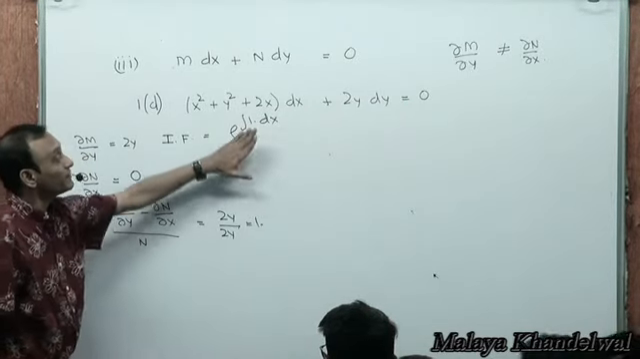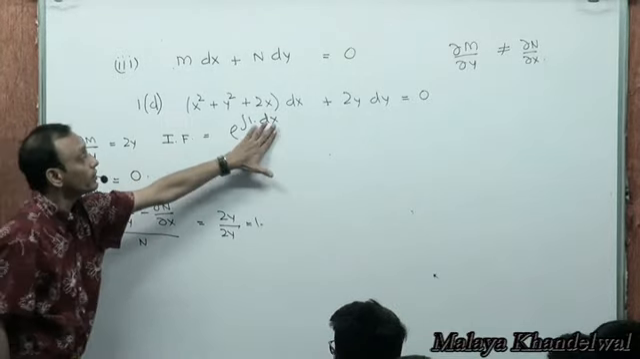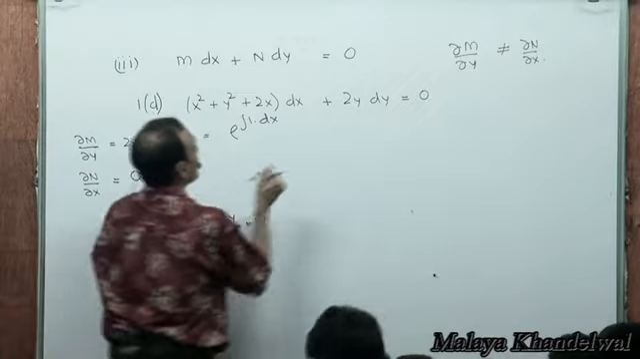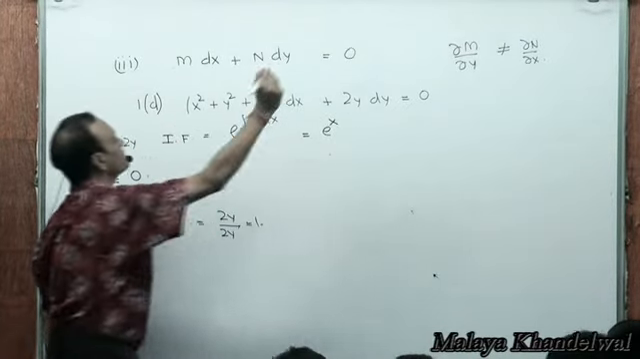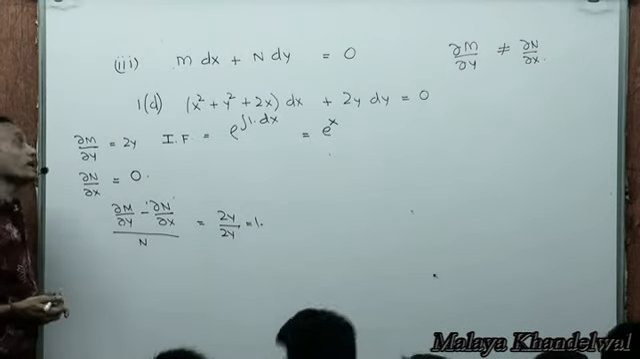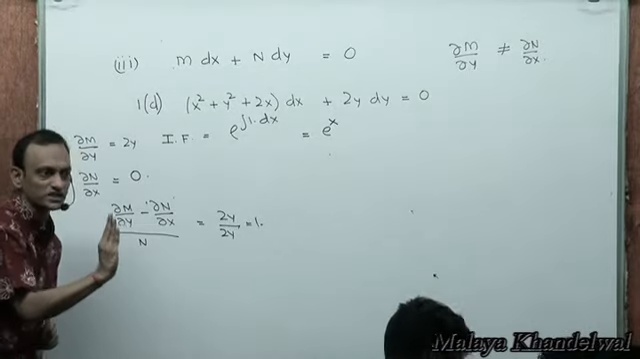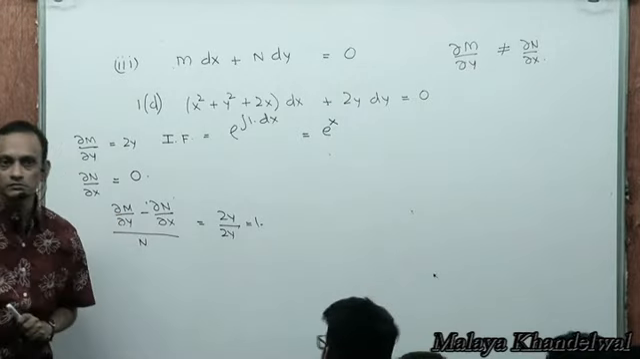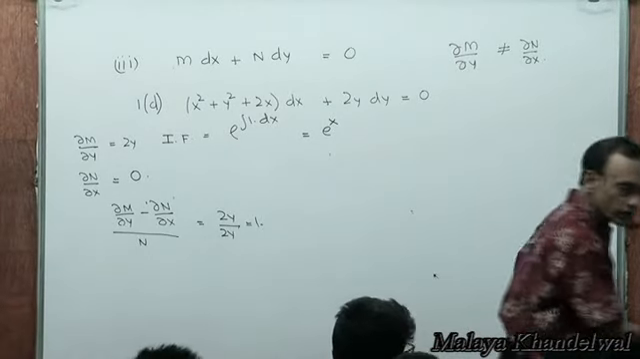So the integrating factor is going to be e power integral f(x) dx. That means e power x. E power x is going to be my integrating factor. Right, Vidu? So let's see what transpires on multiplying throughout with e power x. Do you understand what I've done here? Clear?